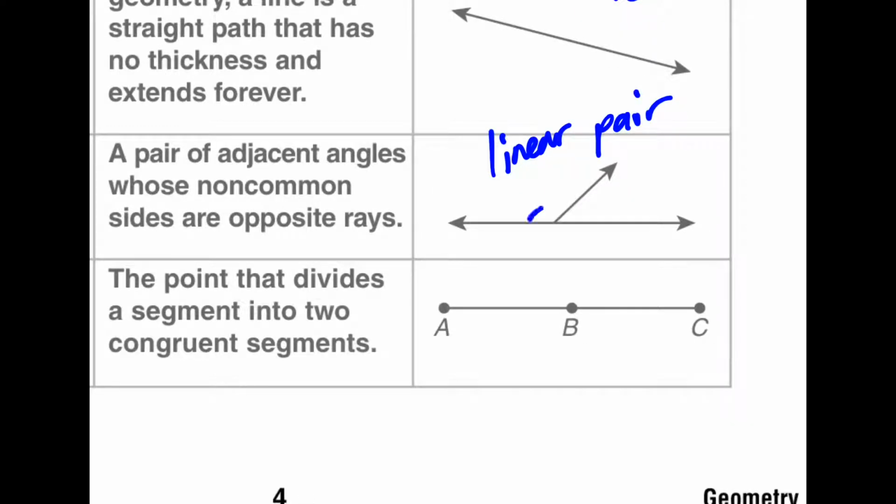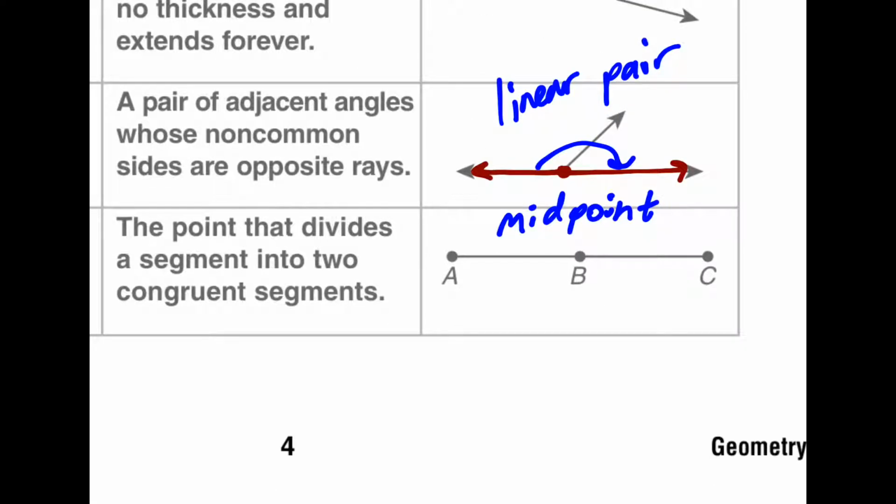What that means is they form a straight angle, or 180 degrees, when you put them together. As here in red are the opposite rays. Midpoint is the point that divides a segment into two congruent segments. These lengths are equal if B is the midpoint.